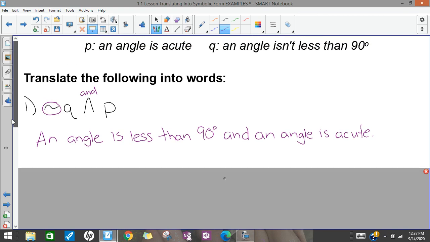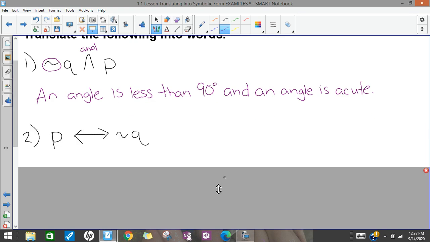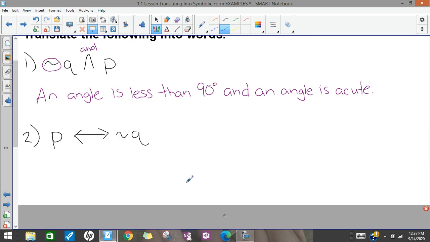I've translated that symbol using this information for P and Q into words. Let's try another one. This double arrow means if and only if, so that if and only if is going to come between P and not Q.